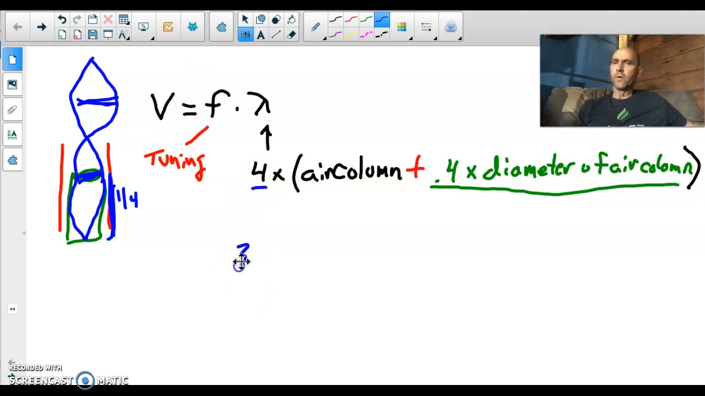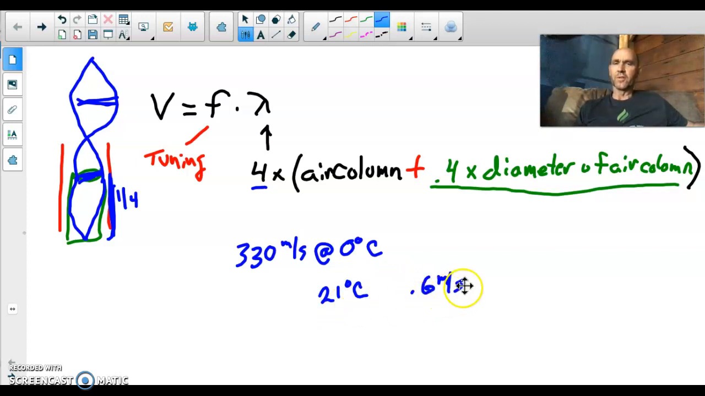The known value for the speed of sound is 330 meters per second at 0 degrees centigrade. Well, it's 21 degrees centigrade in the classroom when I was recording. So for every degree above 0, it goes 0.6 meters per second faster. This is all in your lab manual. So we're going to take 0.6 times 21, and then we're going to add that to 330. Okay, that'll give us our accepted value.